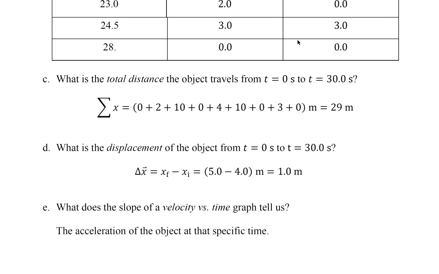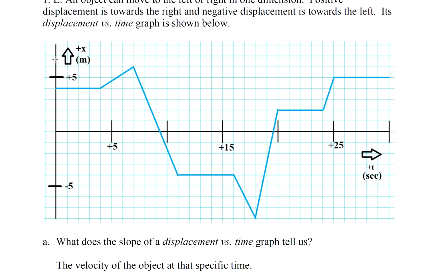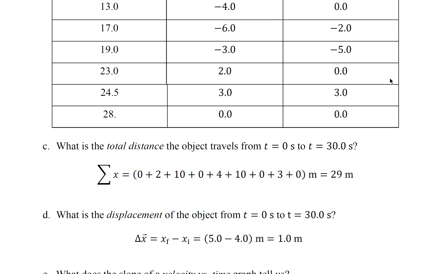Part C, what is the total distance the object travels from 0 to 30 seconds? So it's going to be 0, then it's going to go plus 2, then it's going to be this distance from plus 6 to minus 4, that's 10. So this is going to be 2 plus 10 plus 0 plus 4 plus 10 plus 0 plus 3 plus 0. So we get a total of 29 meters.